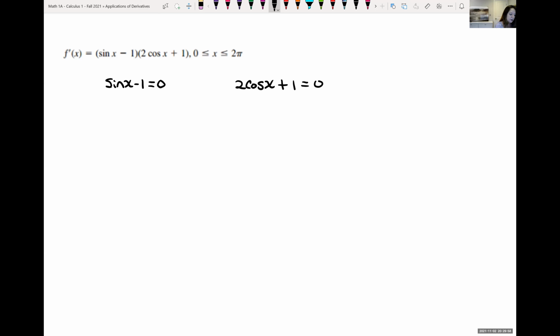If I add 1 to both sides, sine of x is equal to 1. We could take the inverse sine of both sides or think backwards: sine of what value gives you back 1? Well, sine of pi halves is 1. So when x is pi halves.